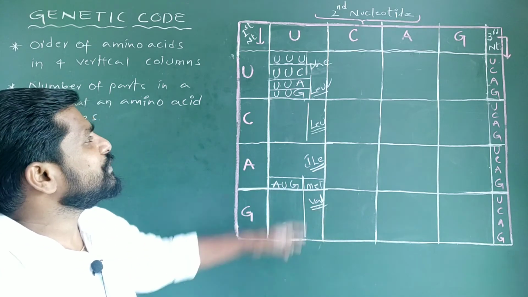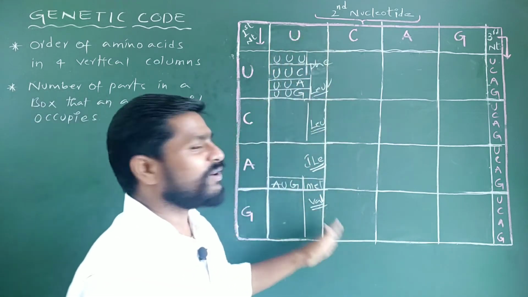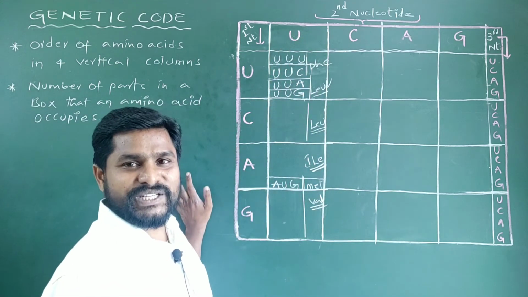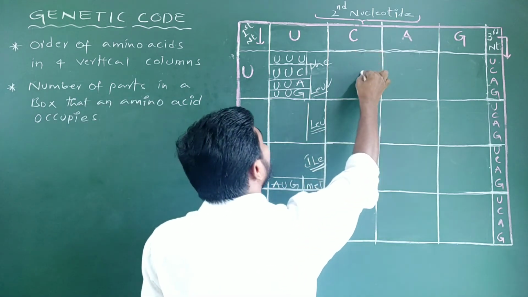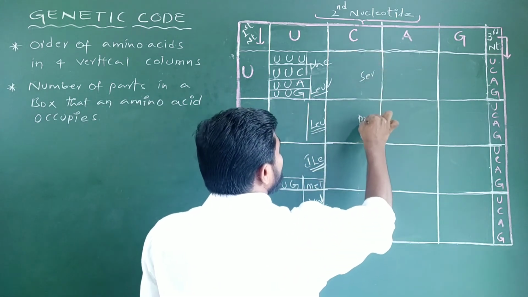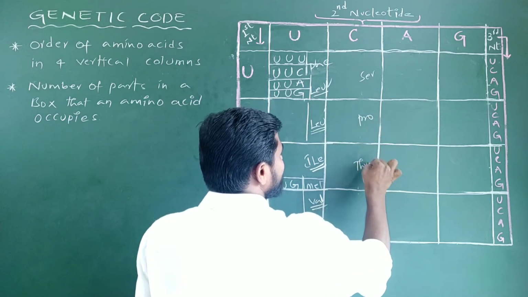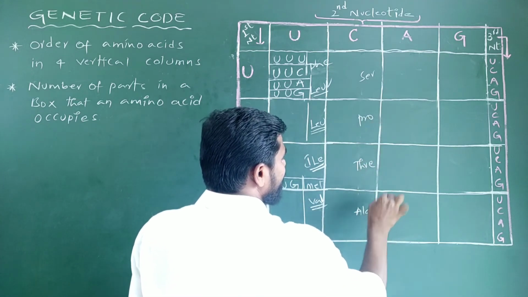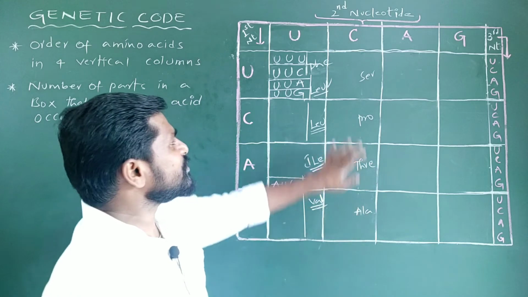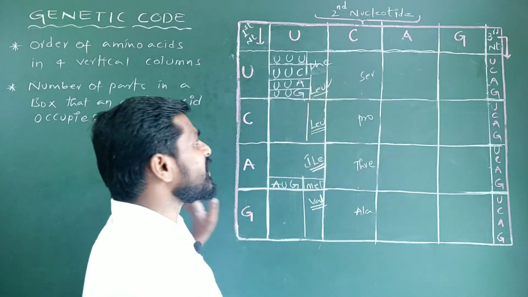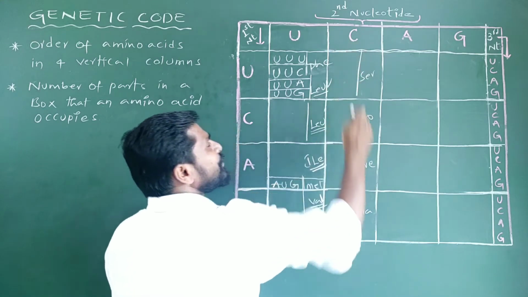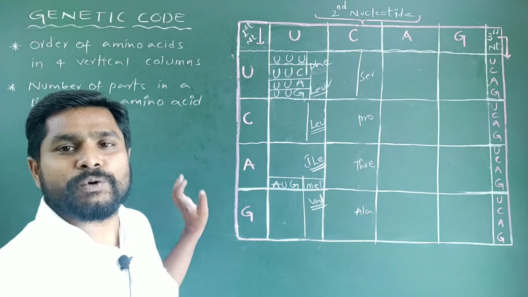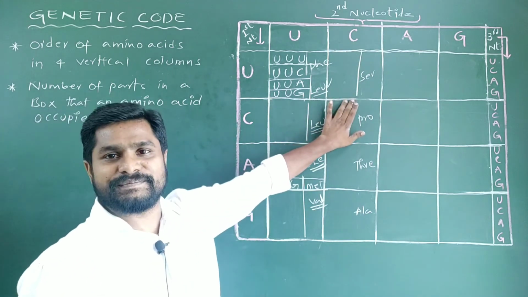And when we come to the second vertical column of this checkerboard of the genetic code, the order of amino acids in this vertical column is serine, proline, threonine and alanine. The first box of the second vertical column is entirely occupied by the amino acid serine, meaning these four triplet codons of this box are coding for serine.